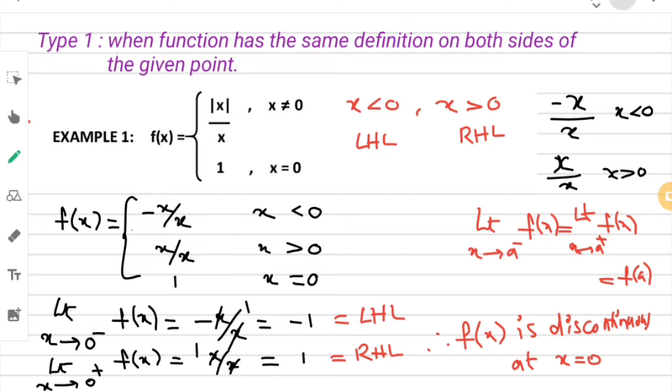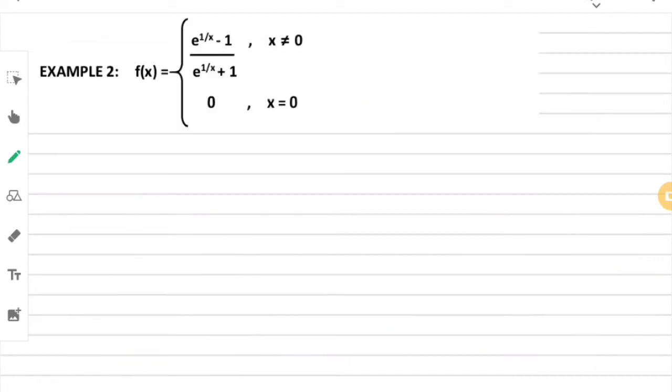Fine. Next example 2. Here they given e power 1 by x minus 1 whole divided by e power 1 by x plus 1, for x not equal to 0, and they given a value for x equal to 0. That means here also we are having the same function for the left hand side as well as for the right hand side, that is, x less than 0 and x greater than 0. We have the same function.